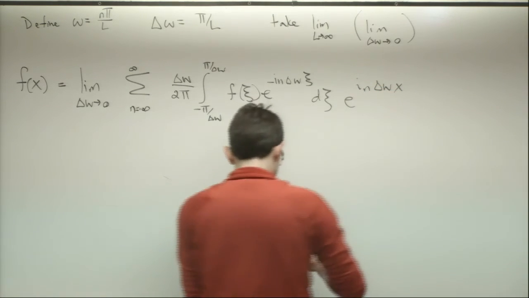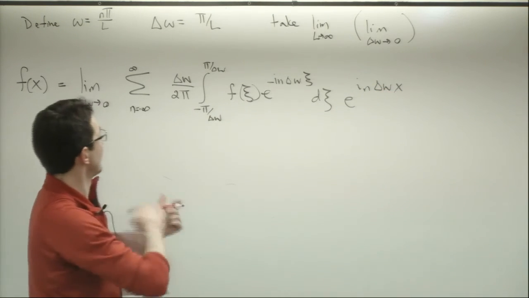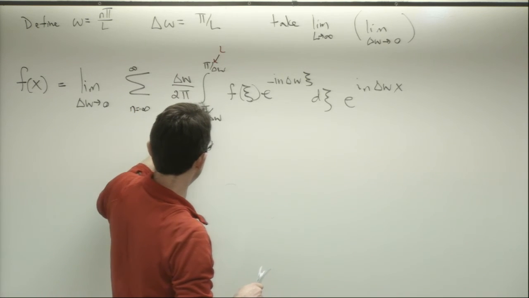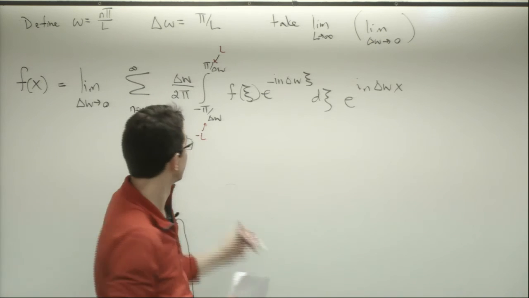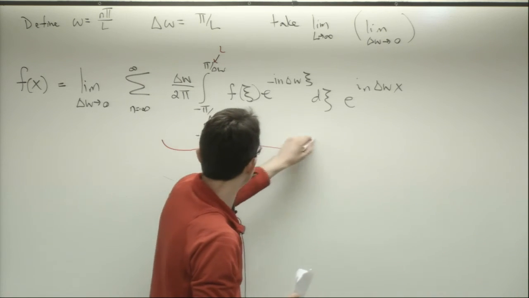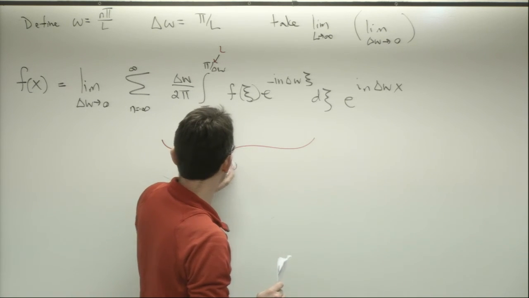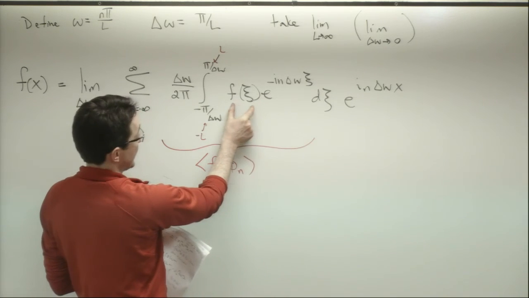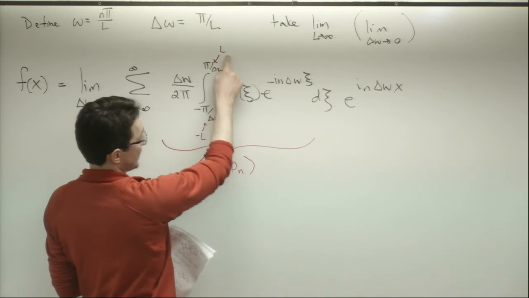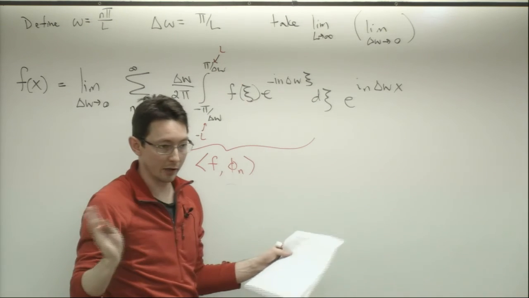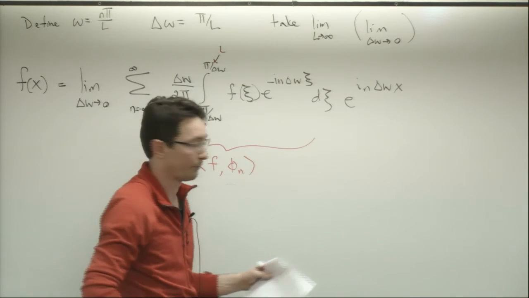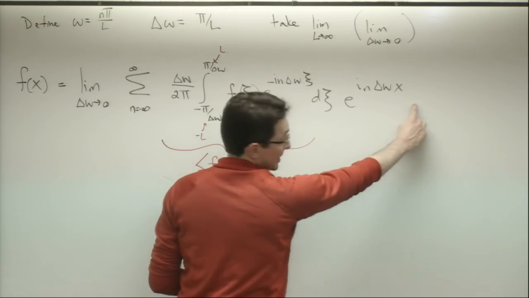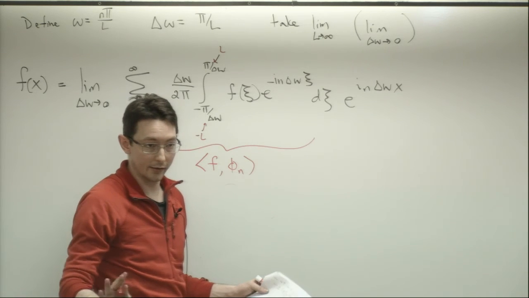This is a long expression. Okay. This is just from minus L to L. This is the inner product of f with phi n, right? This is phi n. This is f. I'm integrating from minus L to L, and I just have some dummy variable that I'm integrating with respect to so that we don't get confused. So I have the inner product of f with this basis function. Okay, that's what we have.